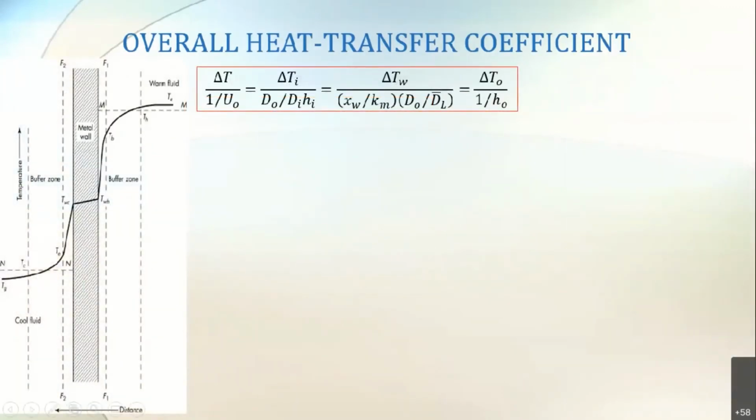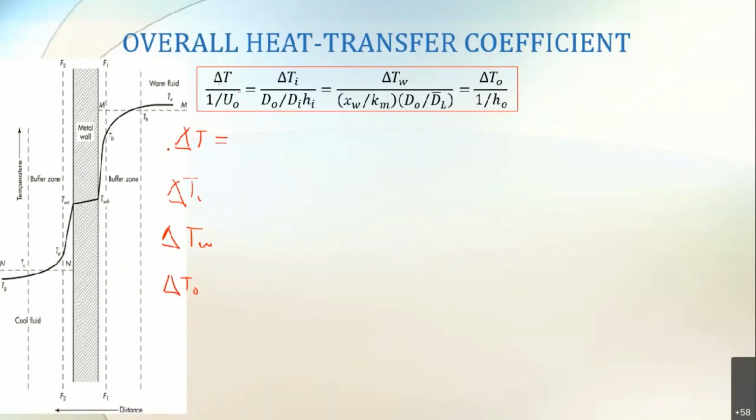So I would like to explain a little bit further on this equation. Remember we are still on steady state, not unsteady state. So under steady state, you must be able to define what is delta T, what is delta Ti, what is delta Tw, and what is delta To. Why is this important? Because you have to be able to identify where this temperature difference comes from.